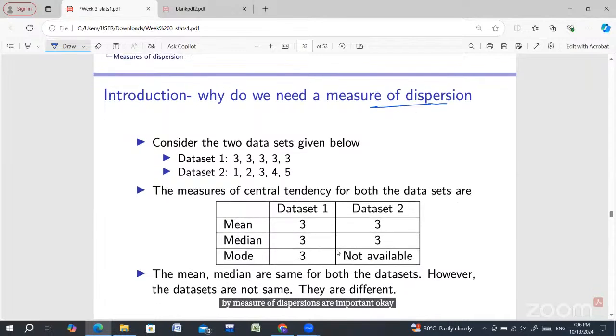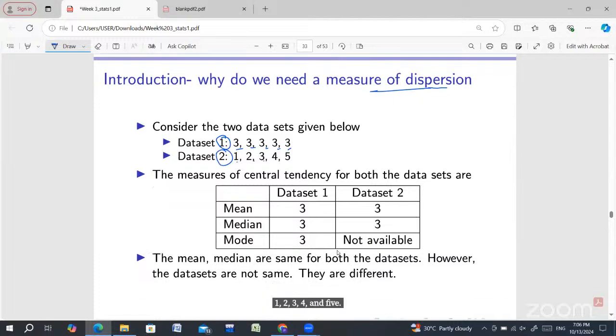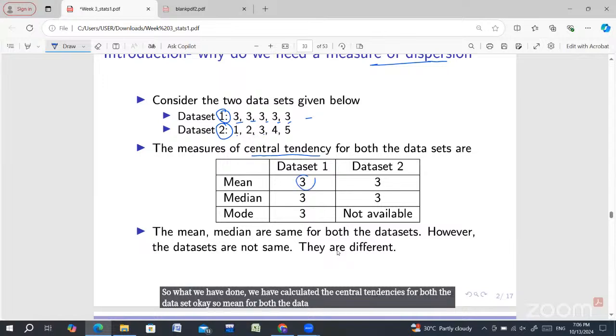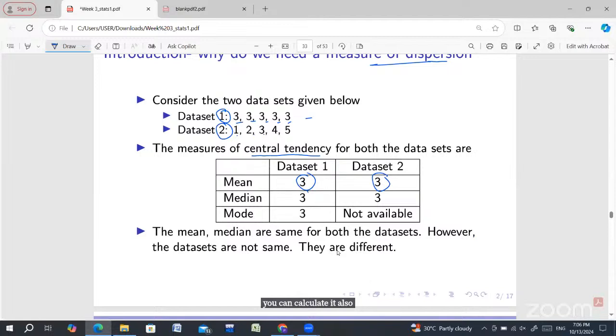So here we are given two data sets. In data set number 1, the data values are 3, 3, 3, and 3. And this is your second data set, 1, 2, 3, 4, and 5. What we have done is calculate the central tendencies for both data sets. The mean for both data sets will be 3. You can calculate it also. And the median will also be 3. And the mode for the first data set is 3. And in the second data set, there is no mode because every data point is occurring only one time.